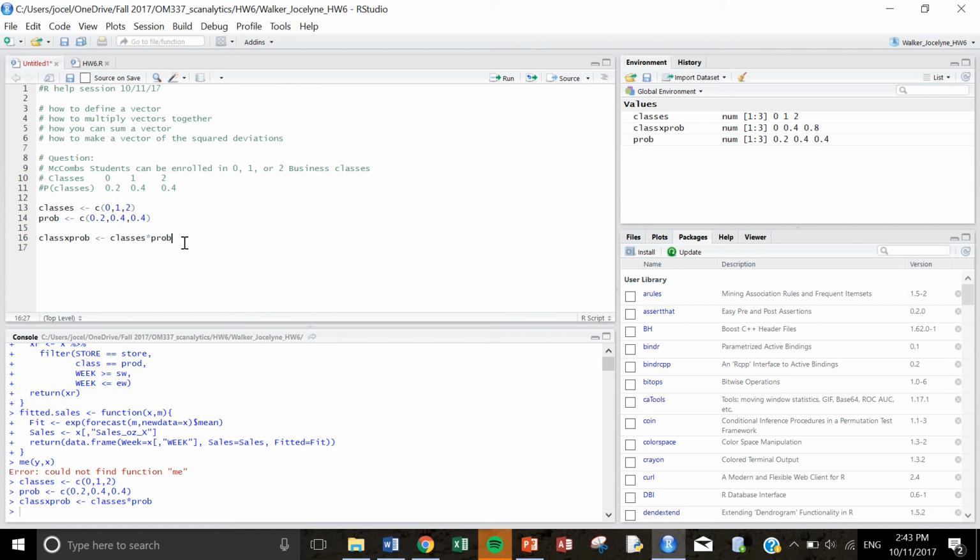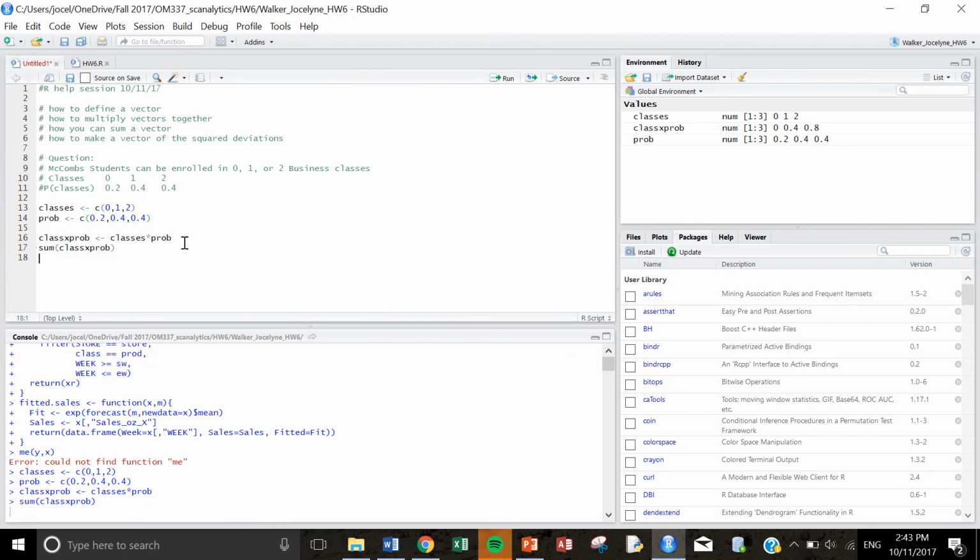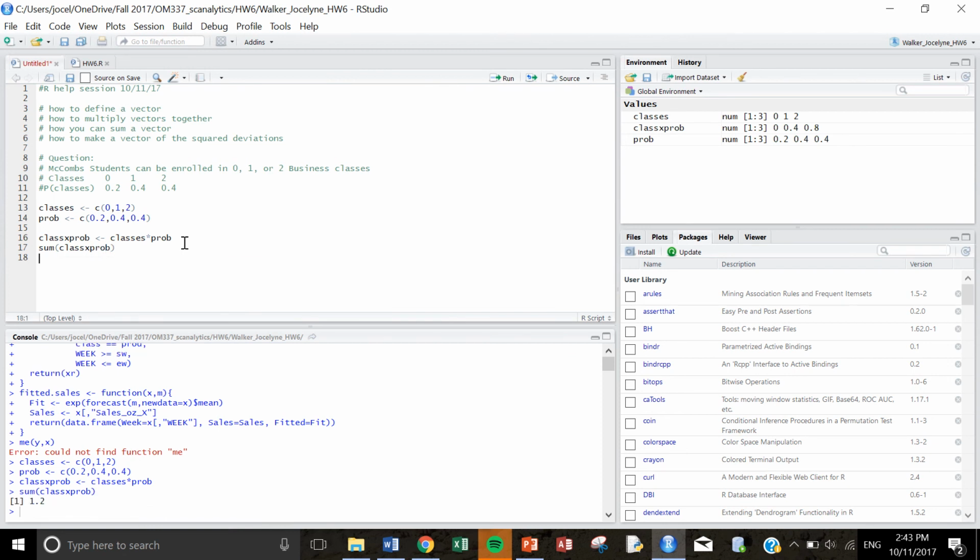So if a question asks you to find the expected value, you're going to multiply your one vector times your other vector and find this new vector, and then you're going to sum class times probability, and when we sum that, we get our expected value of 1.2. So what that means is that we expect the average McCombs student, all of them aggregated together, to be in about 1.2 business classes on average.